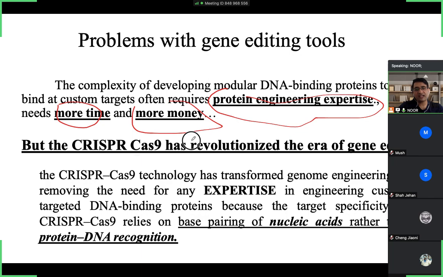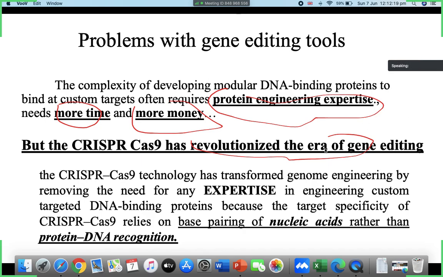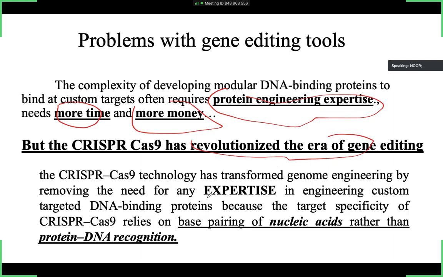But CRISPR-Cas9 has revolutionized the era of gene editing, because one doesn't need to be an expert in engineering custom targeted DNA binding proteins. You just need base pairing nucleic acids, and they will go to their recognized positions, which are known as PAMs, and you will learn what PAMs are in the next slides.